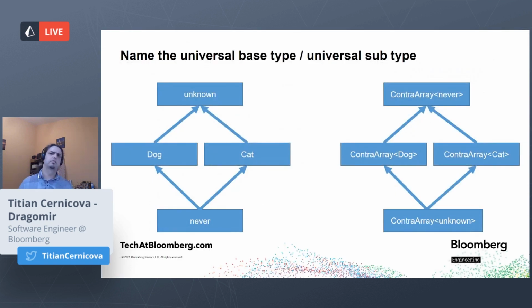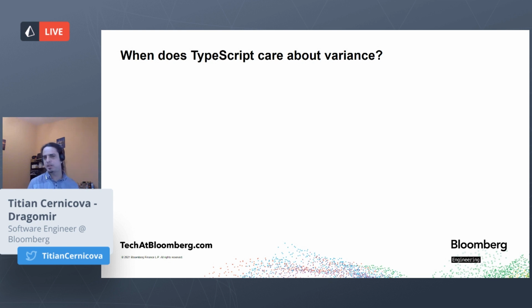Okay, so does TypeScript actually care about variance? I mean, it's obviously an emergent property in the type system, right? It definitely has impact. But does TypeScript actually use this in any way? Well, there are two ways that TypeScript definitely uses this. First of all is the error messages.